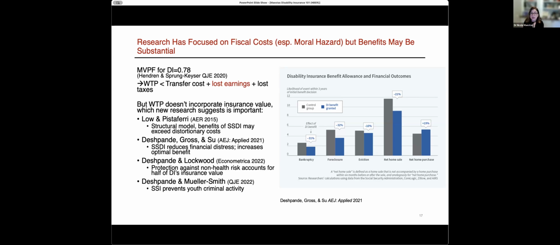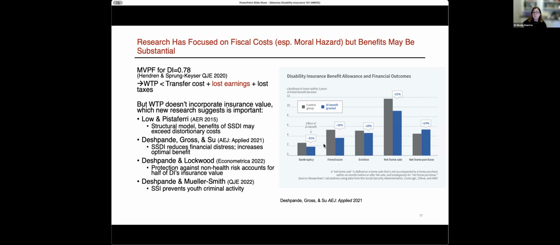I think that number is incomplete and doesn't capture all the value that new research from RDRC researchers is producing. Manasi Deshpande is a primary contributor to this literature, but this picture on the right just shows the effects of getting the DI benefit on bankruptcy: a 31% reduction in the chances of bankruptcy, 32% reduction in the chances of foreclosure, 10% reduction in chances of eviction, 21% reduction in having your home sold, and a 19% increase in the ability to purchase a home.